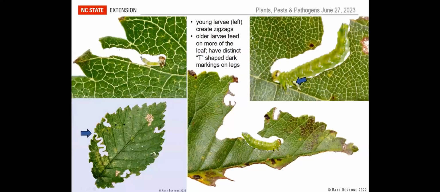Now, the zigzag design right here, you can see, is made by the young instars, the first larvae that come out. And as they get older and larger, they will feed on more of the leaf. You can see here a lot more of the leaf is taken out. Now, the larvae can be told by these black T-shaped marks on their hind and middle legs.